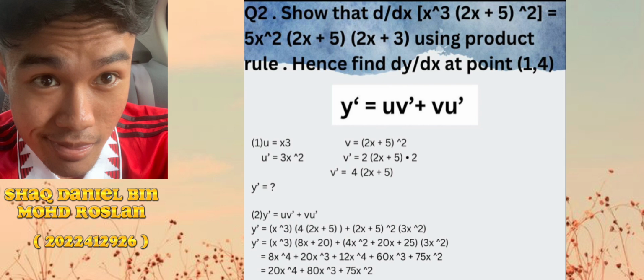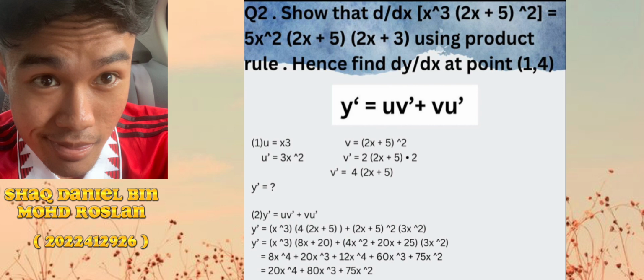So let's check it out. For product rule, we have to use the product rule formula. The product rule formula is y prime equal to u v prime plus v u prime. We have to insert the data that we identify. First step, we have to identify y prime, u, v prime, v, u prime. From the equation that is given in the text, we can identify them. So we can move on to the next step.